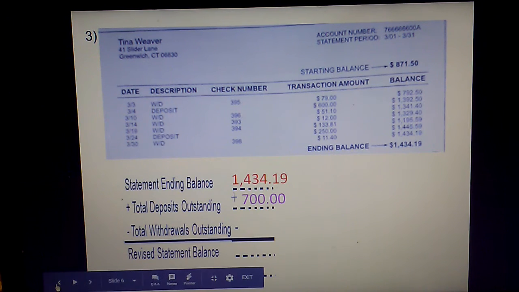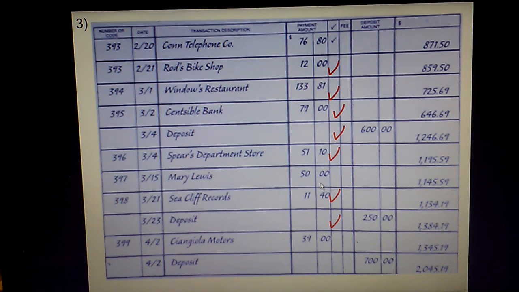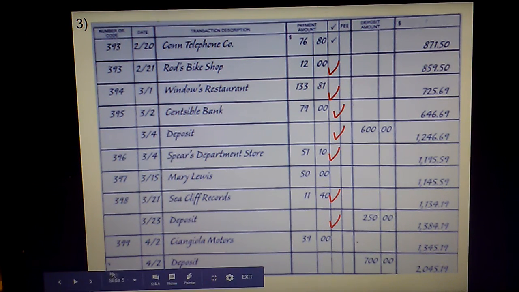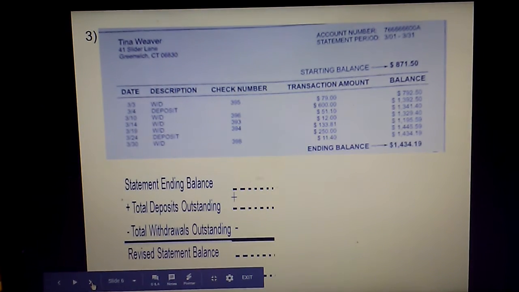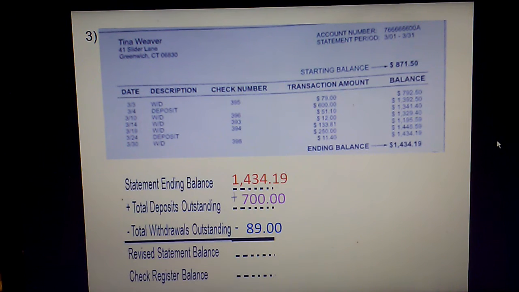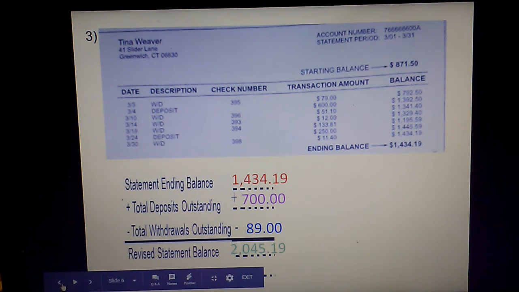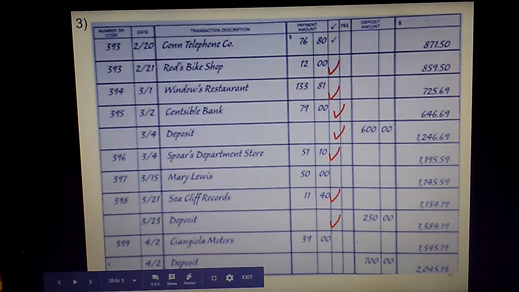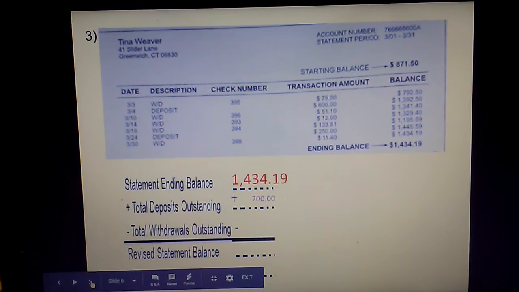Total withdrawals outstanding. Go back to the check register. We get the $50 and the $39. Add that to get $89. That's going to go on our total withdrawals outstanding. Then we're going to do our math. So $1,434.19 plus $700 minus $89 is $2,045.19. So we have to go back to our register. And look, our last total is $2,045.19. So that means our information balances.